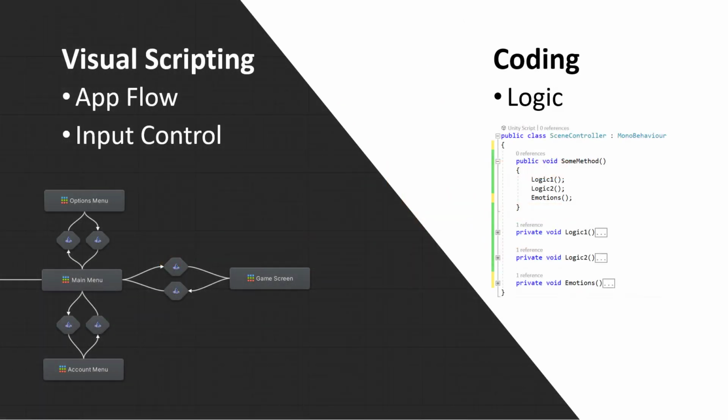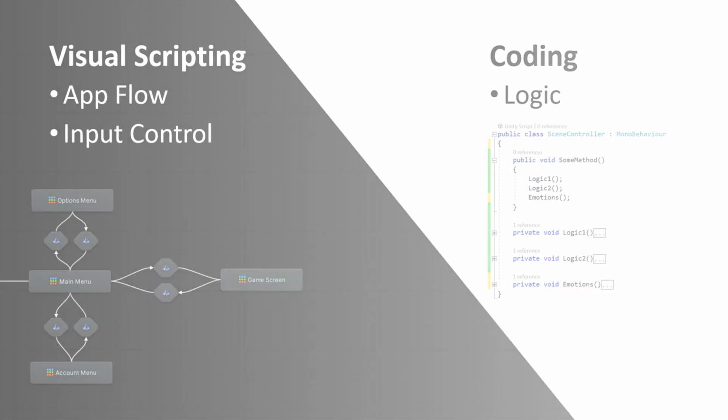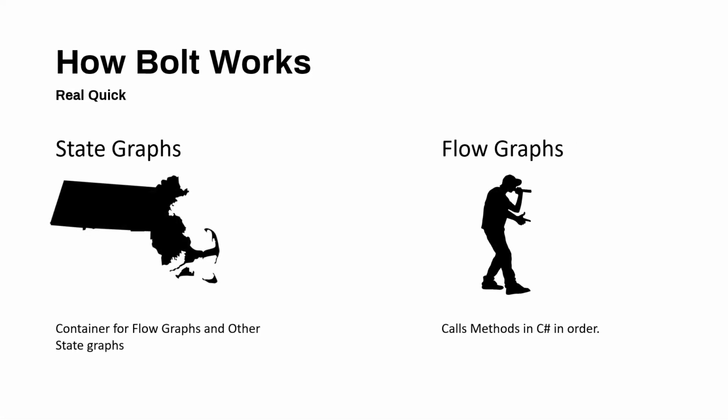Before we really jump into the recommended practices though, let's give a brief overview of how Bolt works in Unity. The Bolt system is made up of 2 major components, state graphs and flow graphs. State graphs are containers. They hold references to other state graphs and flow graphs, and then also establish the transitions between them. Flow graphs are where your game logic happens. It's where you call methods on your scripts and you actually control what's happening in the game. A flow graph will be where you're listening for input and determine based on that input where you're going to go and what you're going to do.